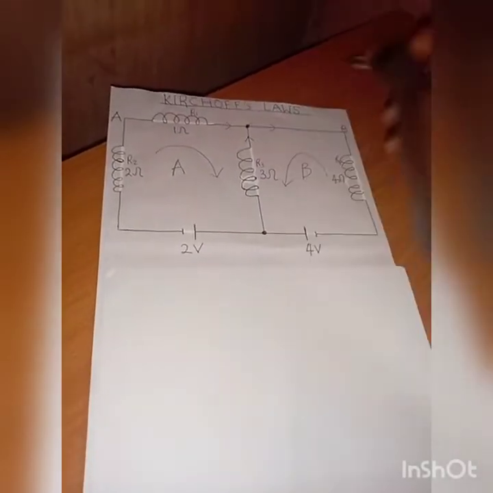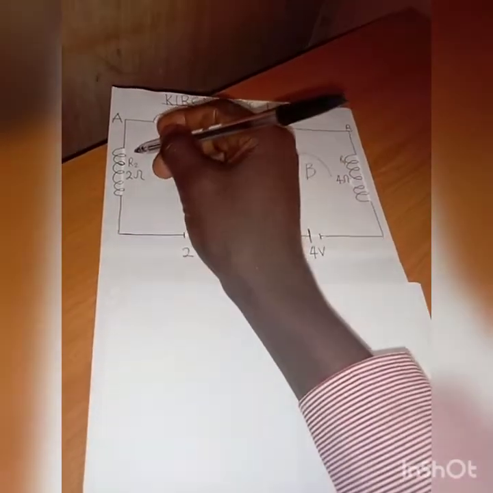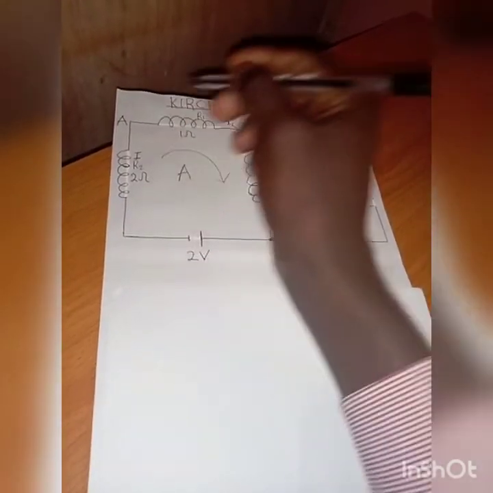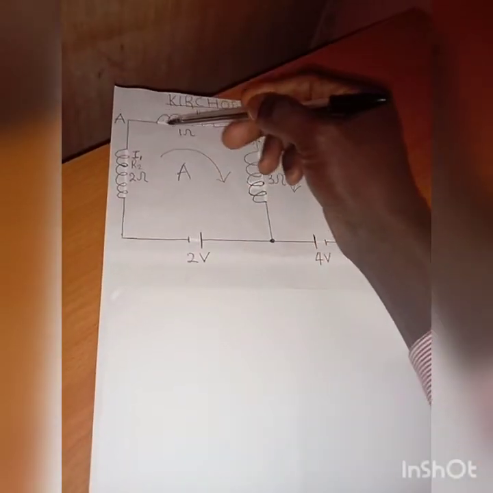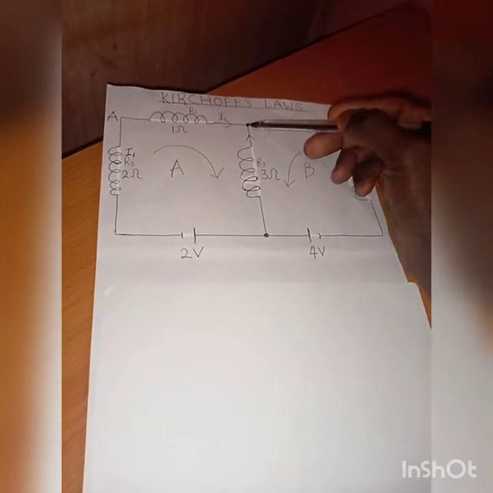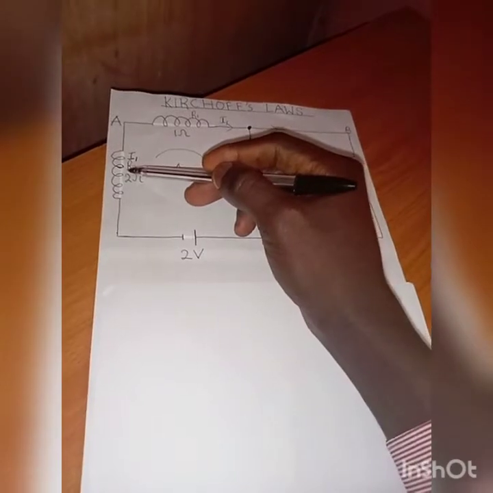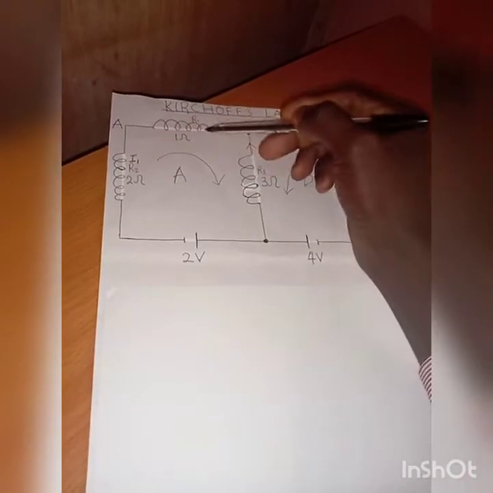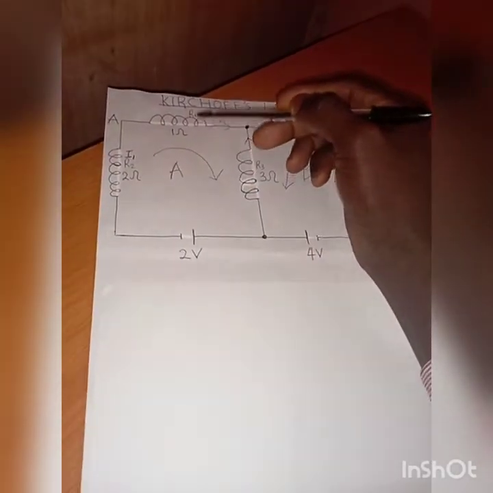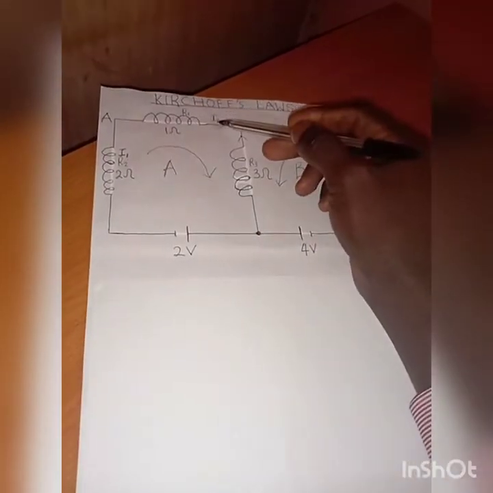What do I mean? This current I1, this one I1 also, because this current will meet this to enter here. So it is the same current that is here that is also here, because it will move from this resistor, get to this, because they are in series. Whenever two resistors are in series, they will have the same current. So this is I1, this is I1.